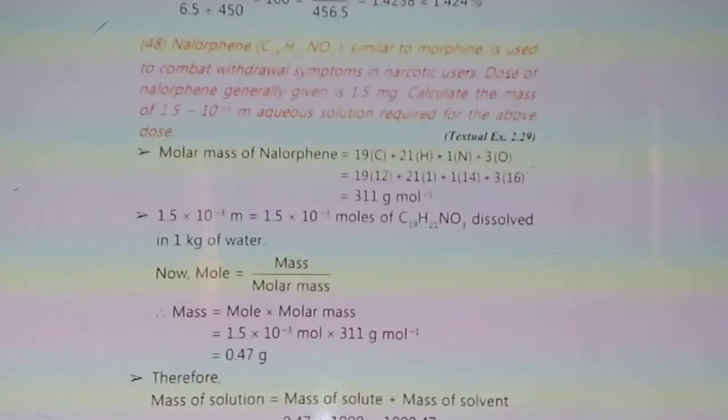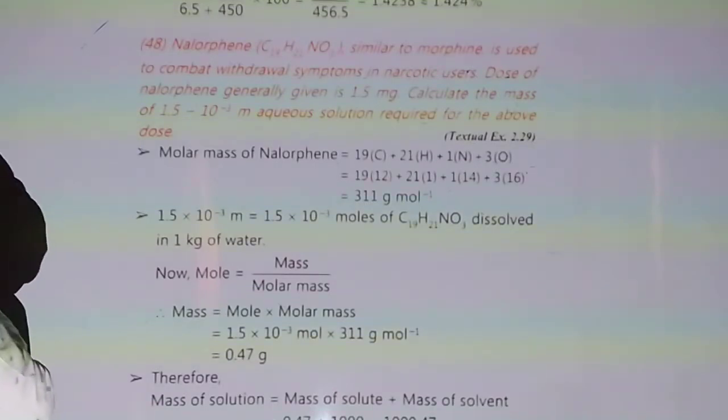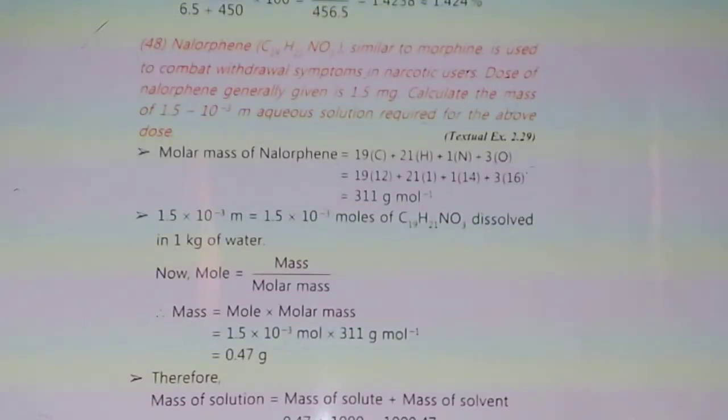Exercise question 2.29. Nalorphine, one of the drug, one of the medicine, C19H21NO3, similar to morphine, is used to combat withdrawal symptoms in narcotics users. Dose of nalorphine generally given is 1.5 milligram as a dose. Calculate the mass of 1.5 into 10 raised to minus 3 molal aqueous solution required for the above dose.